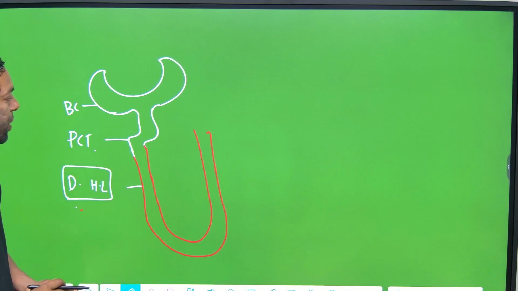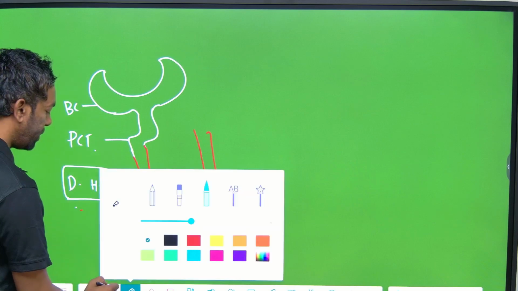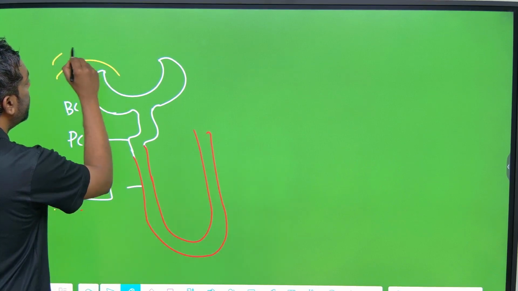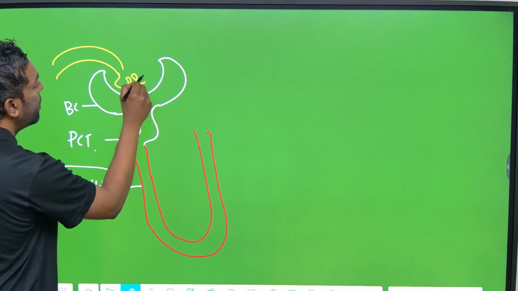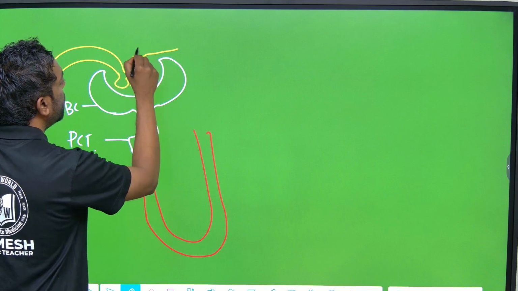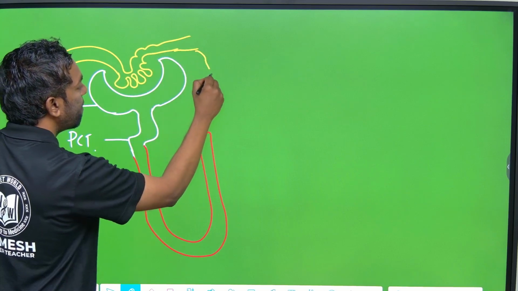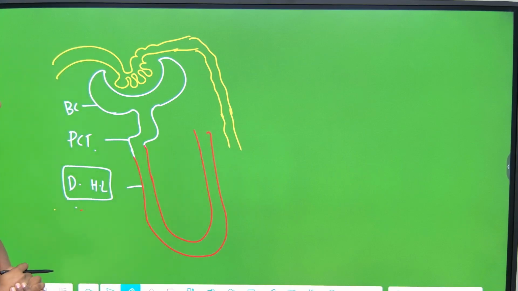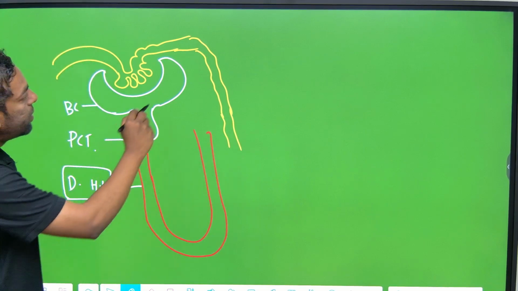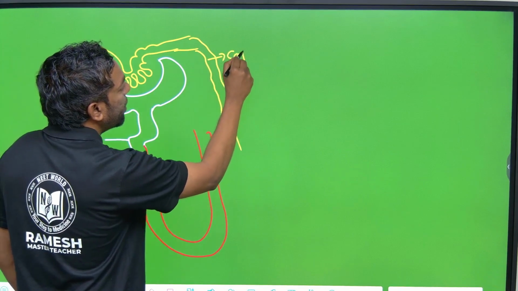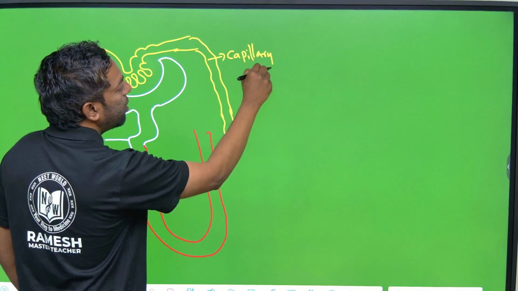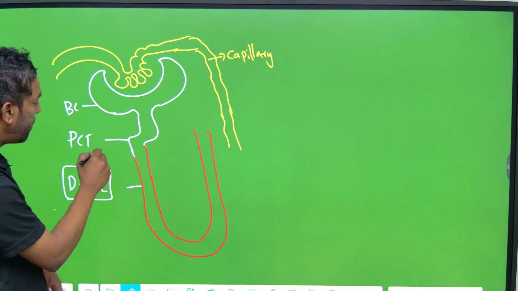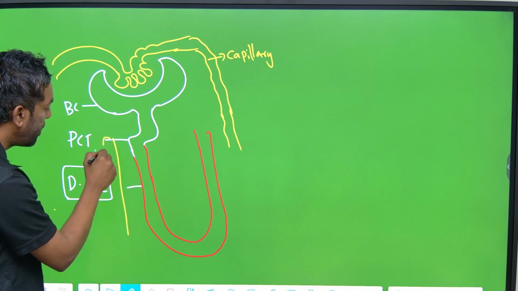This is the nephron. If the solution enters into this from the Bowman's capsule, guys, just look at this. This is the blood capillary. Capillaries are all over, covering the nephron itself. This is also a blood capillary covering the nephron.